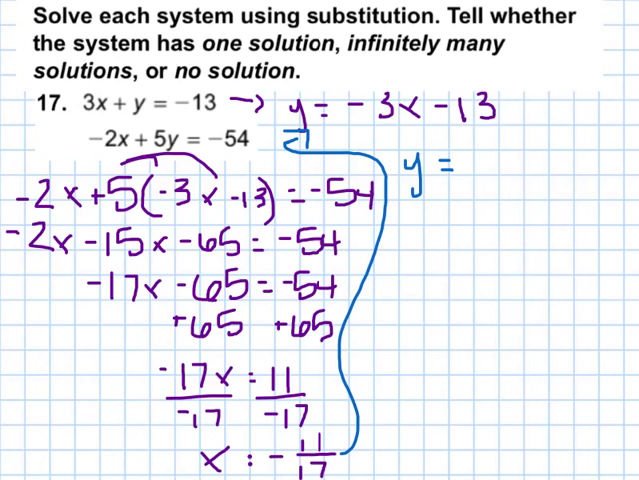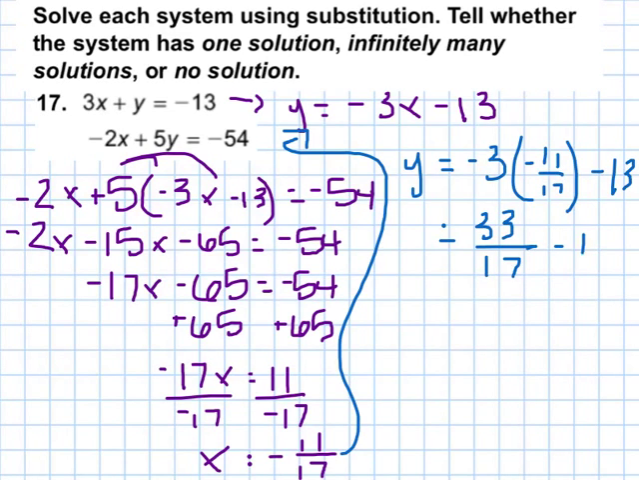Y equals negative 3 times negative 11 over 17 minus 13. Negative times a negative is a positive, so that's 33 over 17 minus 13. Let's keep solving it out. We need to give them common denominators. So 13 times 17. 7 times 3 is 21. 7 times 1 is 7, plus 2 is 9. 1 times 3 is 3. 1 times 1 is 1.